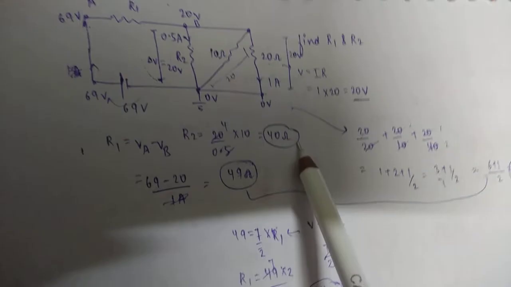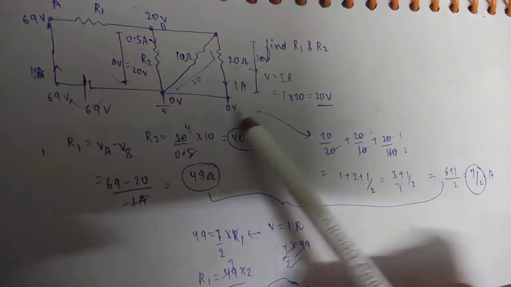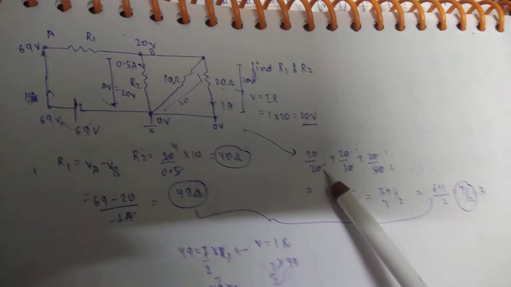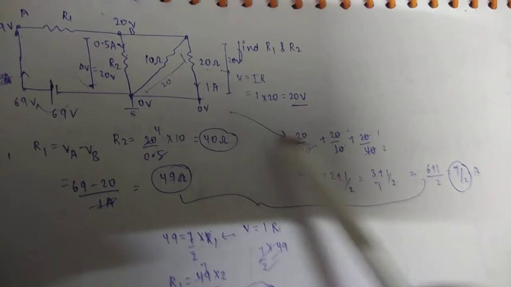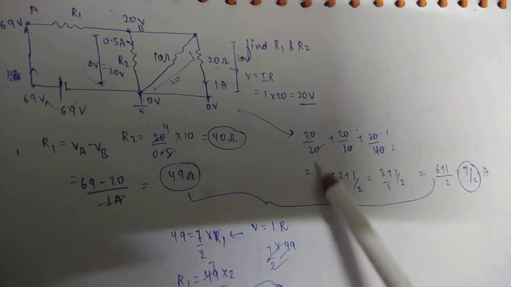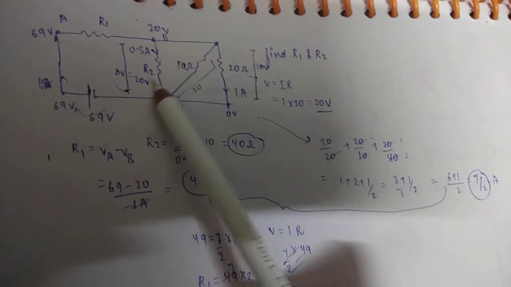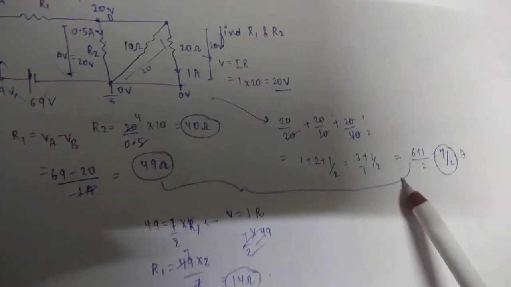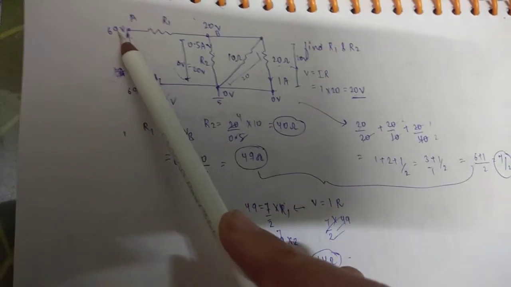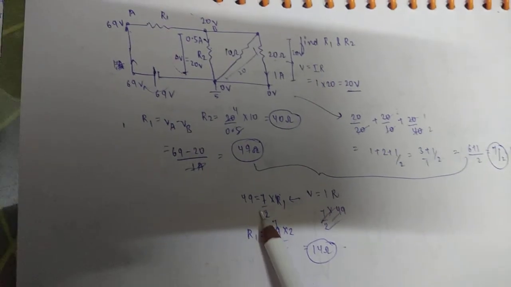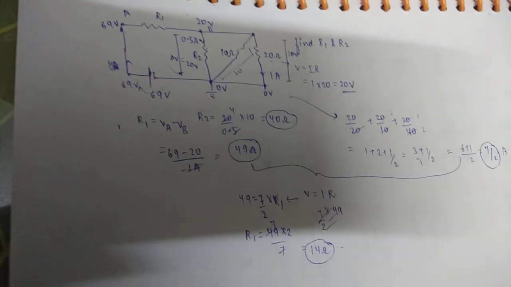Okay, so we get 40 ohm, and now we can simply add these three currents. So I simply wrote 20 by 20, with 20 volt and 20 ohm resistance, 20 by 10 and 20 by 40, with 20 and 40 being the resistances too. Now it will be 7 by 2 ampere, and I equated it here. The potential difference between these points is 49 and 7 by 2 is the current, and R1 we can find, that is 14 ohm. Thank you.